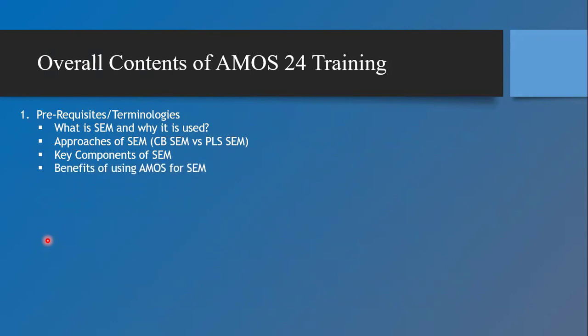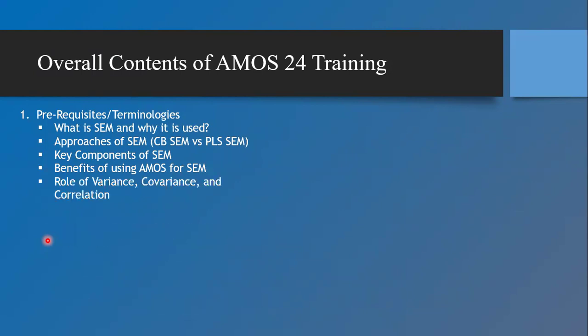We need to discuss what the benefits of using AMOS for SEM are, because we have some alternative software available in the market, like Smart PLS, Jamovi, and more. We may also have the PROCESS by Hayes analysis through SPSS. Then why are we going to use AMOS for SEM? There are some particular benefits that we will come to know from here.